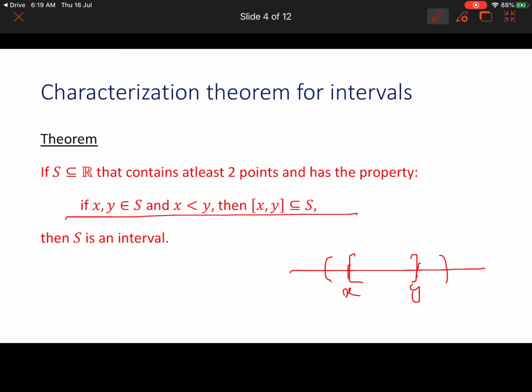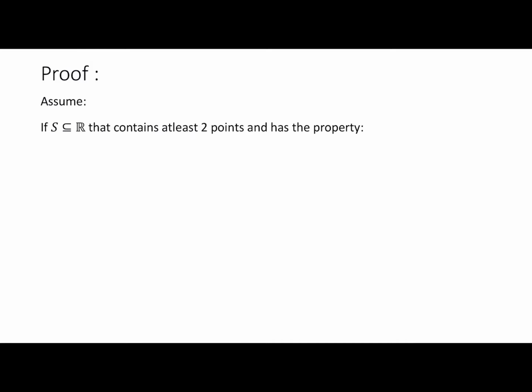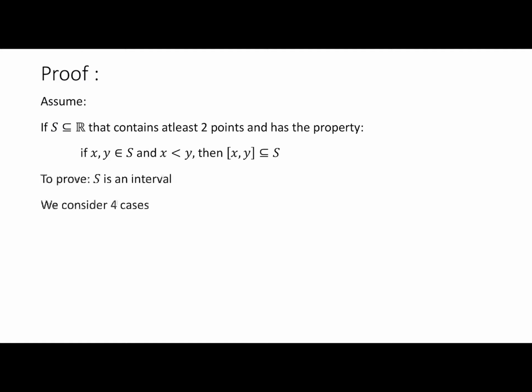Now we have to prove that if S has this property, then S is an interval. So we are saying that if x and y are in S and x less than y, then the closed interval [x, y] is contained in S. If S has this property, then S is an interval. So let's prove this theorem. We are assuming that S has that property. S is a subset of R and at least 2 points are there. If x and y element of S and x less than y, then [x, y] is a subset of S. What we have to prove is that S is an interval.